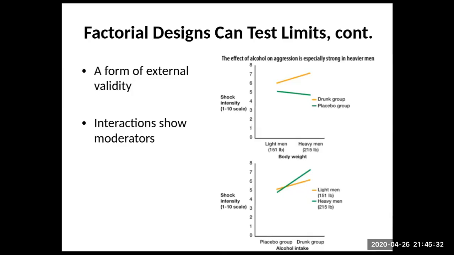So, as we talked about at the beginning of the chapter, we can test limits on things, factorial designs. It's almost a form of external validity, because remember when we talk about external validity, we talk about repeating a procedure, or can we generalize it to different groups and to different situations and perhaps different times. So in this case, we can look at things, add a group, and see if the effect is the same for other people, right?